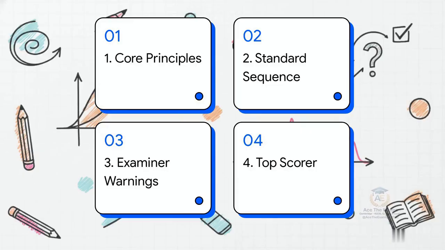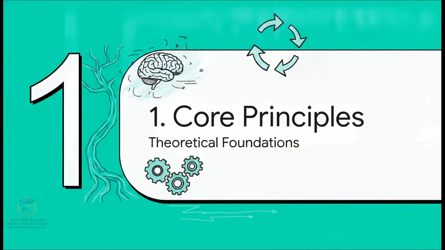To fix that disconnect and get you those top marks, we have a crystal clear roadmap for today's session. First, we'll cover the core theoretical principles. Second, we'll break down the standardized sequence. Third, we'll look at the top 3 examiner warnings. And finally, we will show you exactly how evaluating like a top scorer completely changes the game. Let's start with Section 1, Core Theoretical Principles.